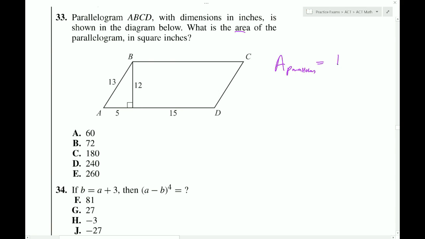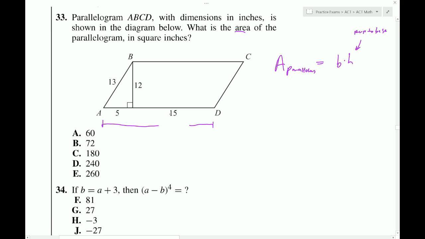That's going to be base times height. And most importantly, this height is not slanted. It is perpendicular to the base, just like in a triangle. Okay. So in this case, the base we could take to be this whole bottom part here.